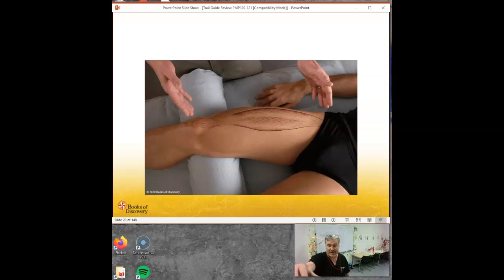So what's the muscle name? Rectus femoris. Yes. And what does it do? Extension. Extension. Good. All right, you're good. I'm coming back to you. I'm not letting this go. Thank you. Let's see. Where was I?